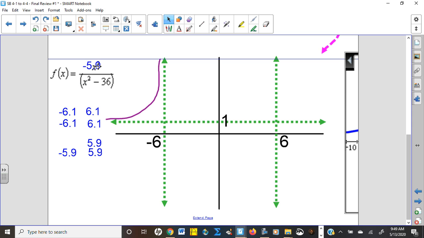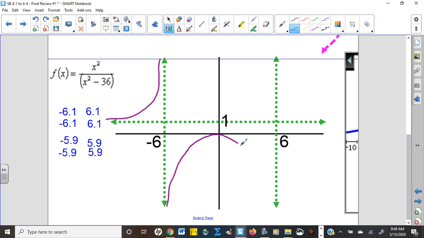I'll get a positive on top and negative on the bottom. Well, that's going to be a negative number, isn't it? So that would actually be going down this vertical asymptote. Okay, I actually know that 0 is going to be a 0, because if I plug a 0 in, the bottom is negative 36, but the top is 0, so that's just a 0. So 0, 0 is a 0.